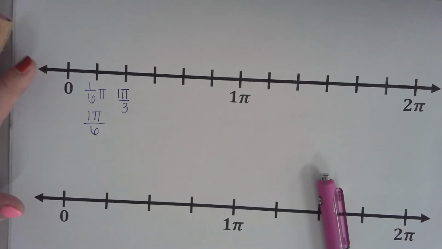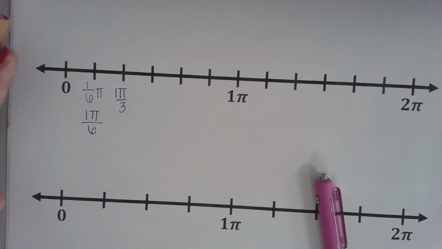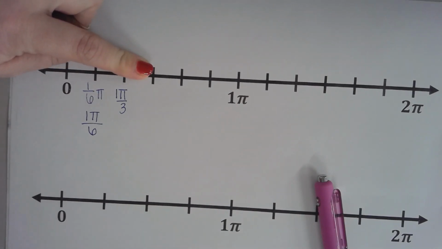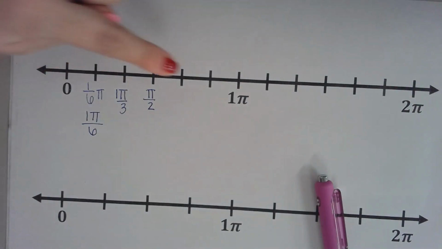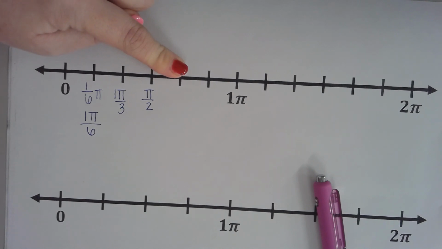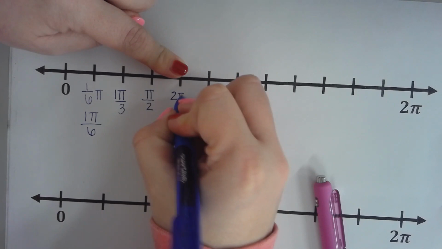In the future, you're not going to see it as 1 pi, because that's 1 times pi. You're just going to see pi. But same difference. All right, what's this next one going to be? Pi over 2. Or 1 pi over 2. Then what? 2 pi over 3. Yep.